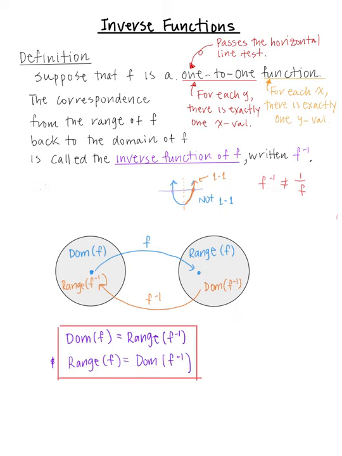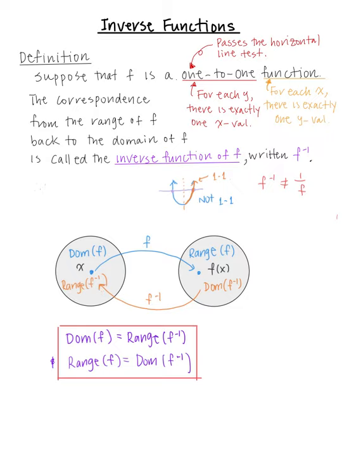Okay, so let's try to understand what's going on here again. Who lives inside the domain of f? Just x, right? So f takes x to the range of f, and the notation for that will be f of x. Now what we're going to do is take our f of x and apply f inverse to go back to the domain of f, which is the same thing as the range of f inverse.